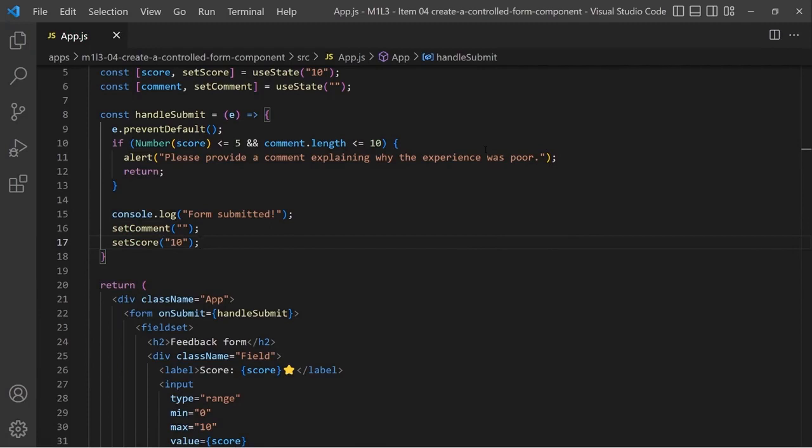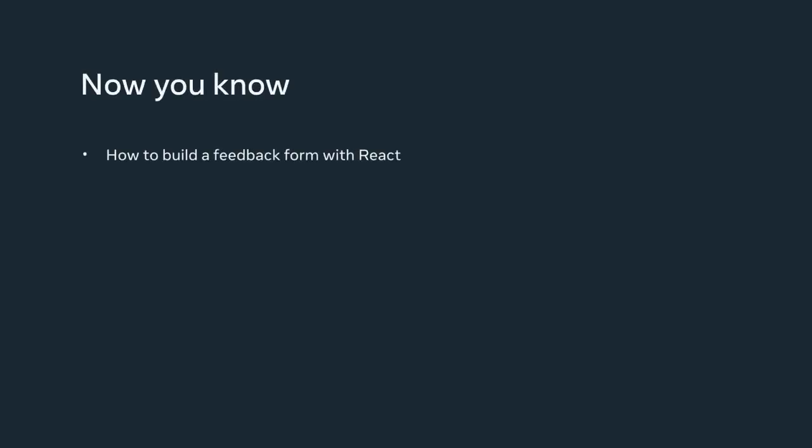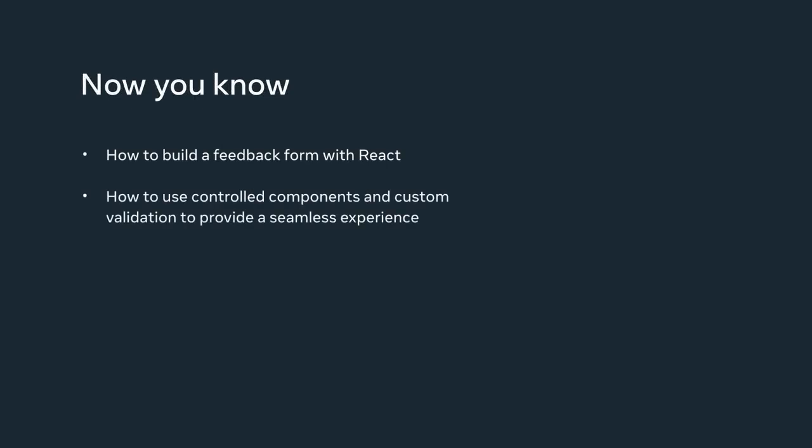And there you go. Everything is working well, and the submission message is logged into the console. You have learned how to build a feedback form with React using controlled components and custom validation to make sure users have a seamless experience.